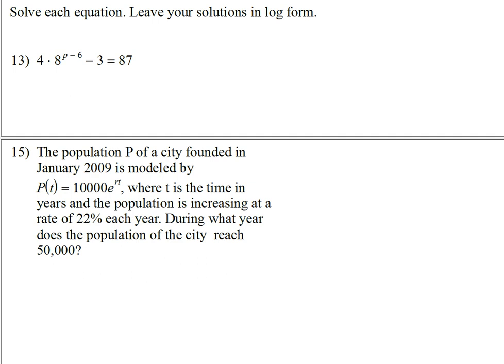Okay, so inverse operations, we are trying to isolate this 8 to the p minus 6. So we got to get rid of that 4 and that minus 3. The first thing we're going to take care of is the subtraction, because we're doing inverse operations. We get 4 times 8 to the p minus 6 equals 90. Then we have to divide both sides by 4.